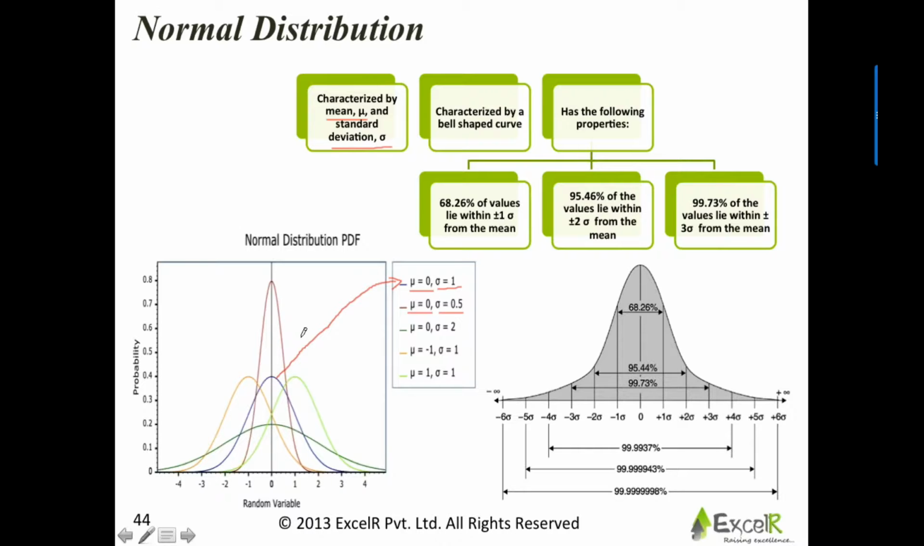It will become thinner. If you see this brown curve, the average remains the same, the mean did not change, this line did not change, but it has become thinner. It's thinner in comparison to the blue curve.